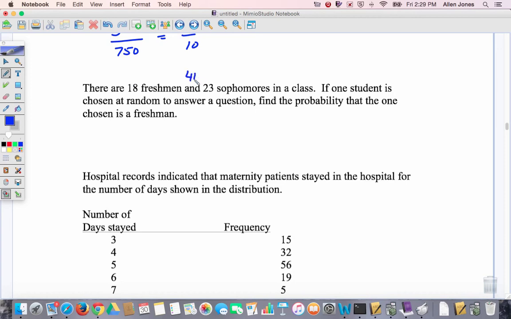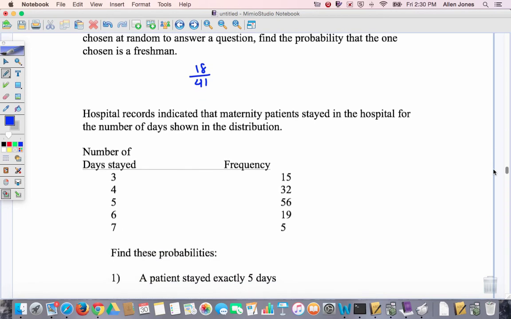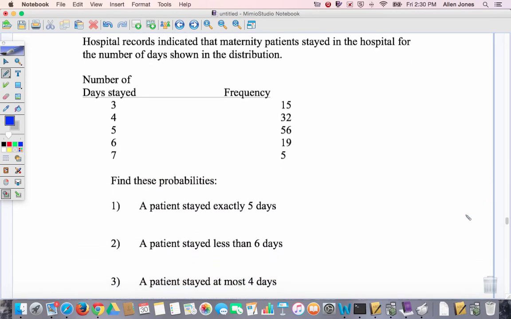Okay, having done that one should make the next one pretty simple. 18 freshmen and 23 sophomores in the class. Notice here there's 41 total in the class, 18 plus 23. If one student is chosen at random to answer a question, find the probability that the one chosen is a freshman. Of those 41 students, 18 are freshmen, so 18 out of 41. That doesn't simplify, so that is our answer for the probability of a freshman answering the question.